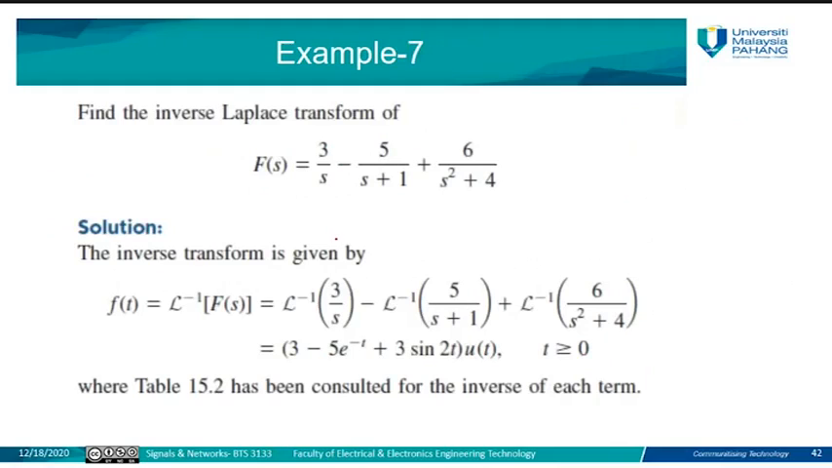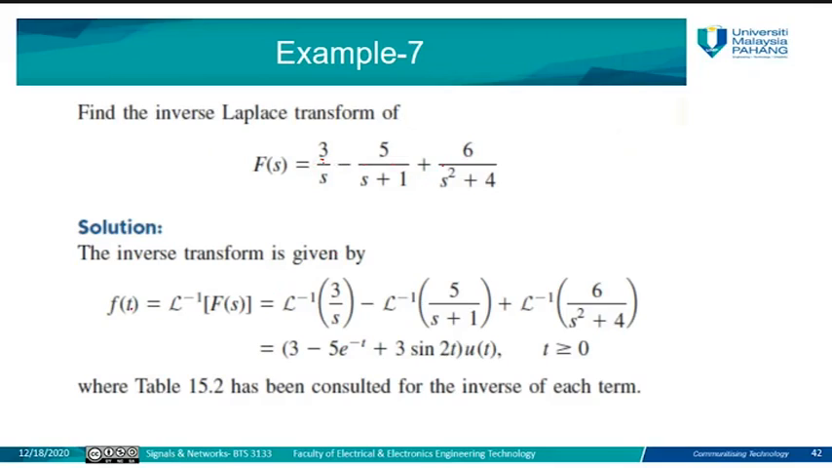This is another example here. You have F(s) equal to 3 over s minus 5 over (s plus 1) plus 6 over (s squared plus 4). So you have a function here that consists of 1, 2, 3 parts, and according to the linearity property of the Laplace, you just apply the inverse Laplace for each part here: the inverse Laplace for the first part, for the second part, and for the third part.